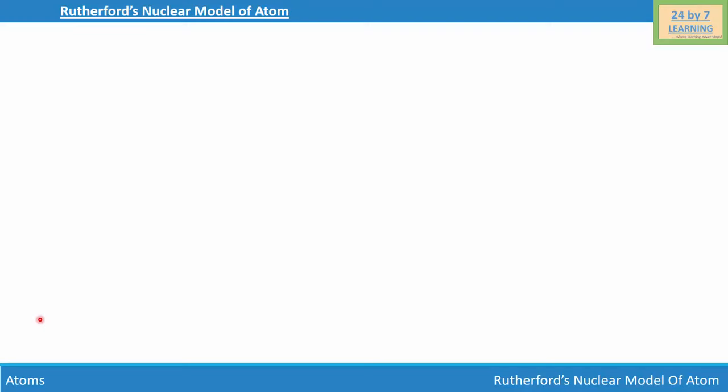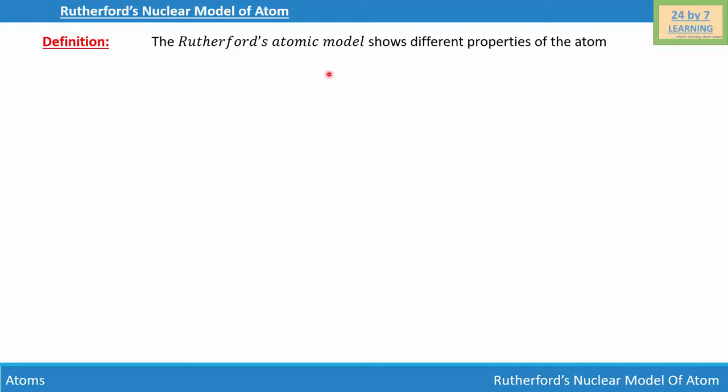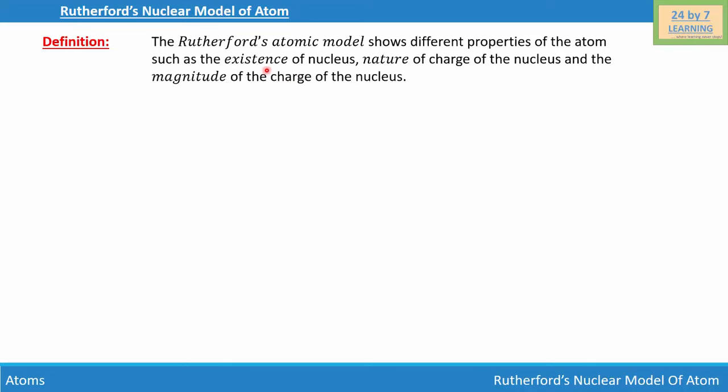Rutherford's nuclear model of atom. Rutherford's atomic model shows different properties of the atom, such as the existence of the nucleus, the nature of the charge of the nucleus, and the magnitude of the charge of the nucleus.